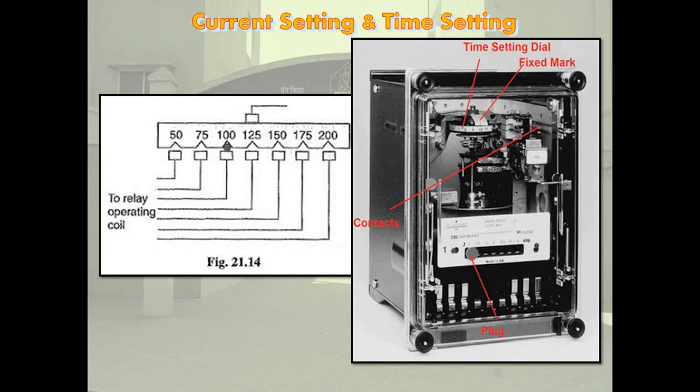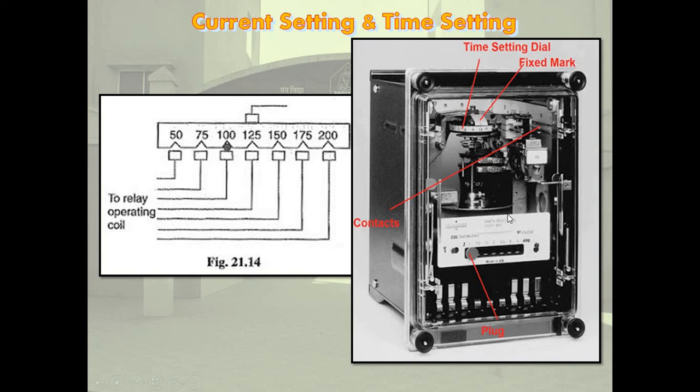The current setting is provided in the relay to adjust the current. This arrangement is the current setting. Different tappings are taken from the relay coil to the plug bridge. The setting for an overcurrent relay is from 50% to 200% in steps of 25%, while the earth fault relay is from 10% to 70% in steps of 10%. The setting is expressed in percentage of full load setting of CT for the relay.